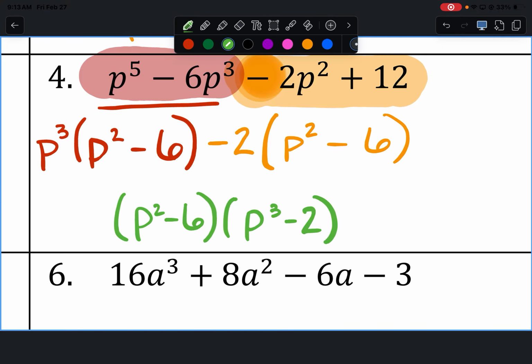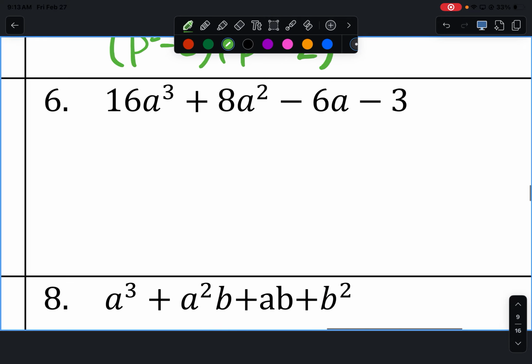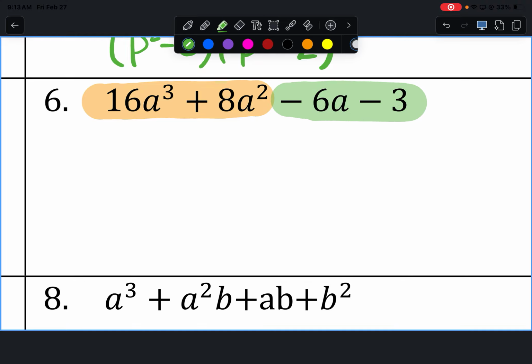Question 6. We're going to group our first two terms, and we're going to group our last two terms. When we group our first two terms, what is our GCF? I heard 8. What else? A or A squared? A squared, because when we look at factoring out a variable, we take the variable with the smallest exponent. So in this case, that is a squared. And what is that going to leave us with?